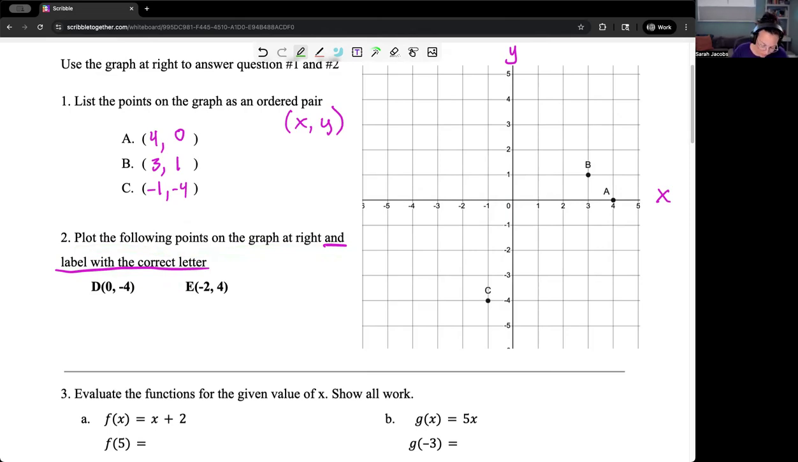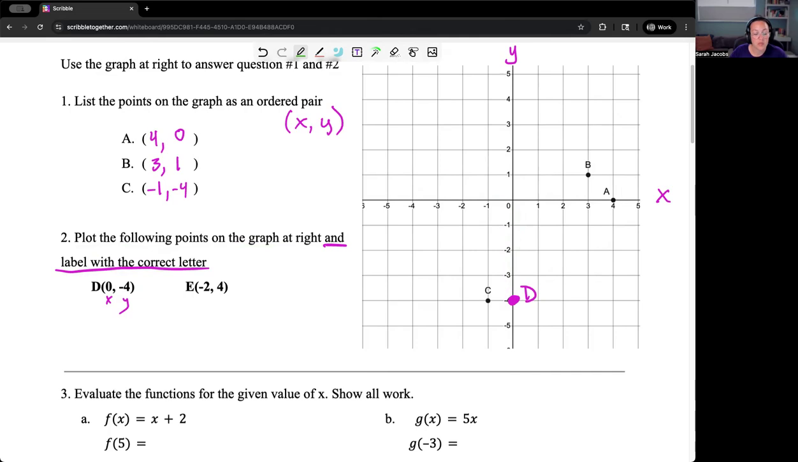So, D, (0, -4). From here, I'm going to label these x and y. My x coordinate is 0, so I'm not going to go right or left at all. And then my y coordinate is -4. So I'm going to go all the way down here to -4. I'll plot a point there, and I'll say that this is D.